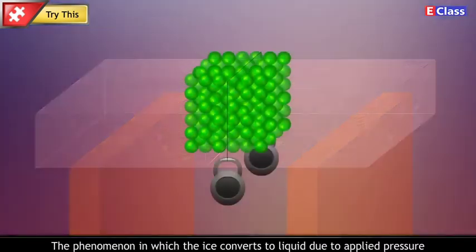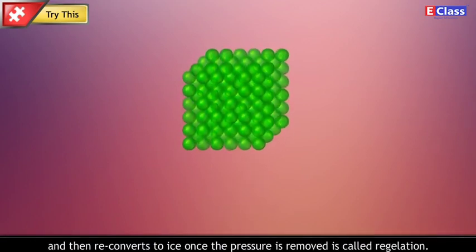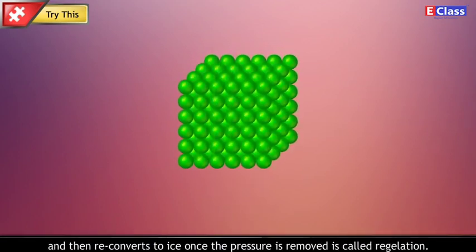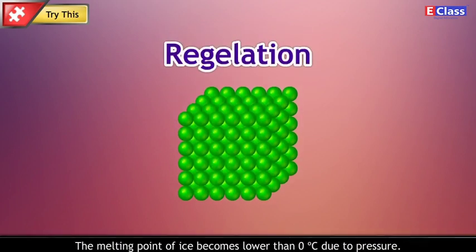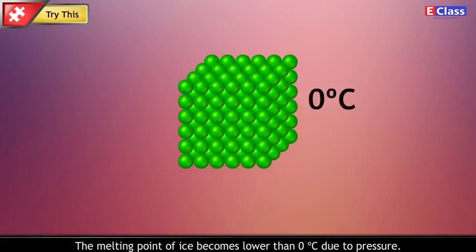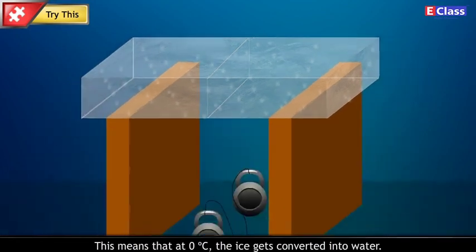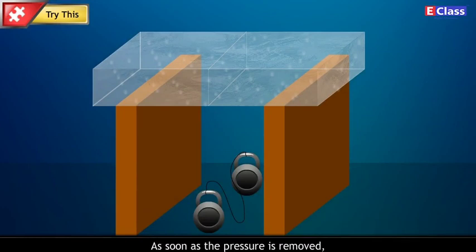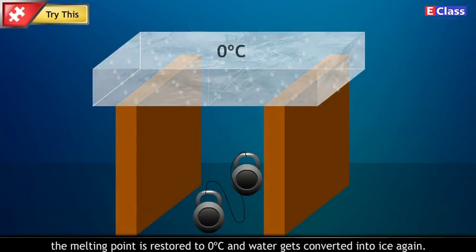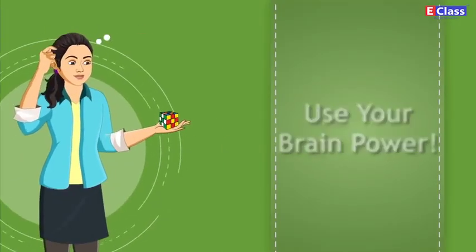The phenomenon in which the ice converts to liquid due to applied pressure and then reconverts to ice once the pressure is removed is called regelation. The melting point of ice becomes lower than 0 degrees Celsius due to pressure. This means that at 0 degrees Celsius, the ice gets converted into water. As soon as the pressure is removed, the melting point is restored to 0 degrees Celsius and water gets converted into ice again.